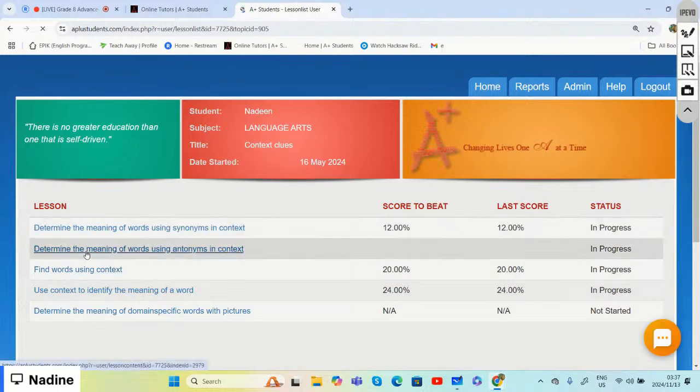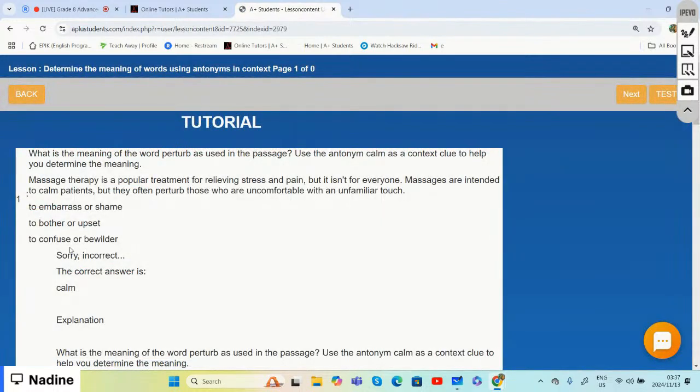Now we're going to determine the meaning of words using antonyms in context. Antonyms are words with the opposite meaning. It's words with the opposite meaning of what a specific word actually means.